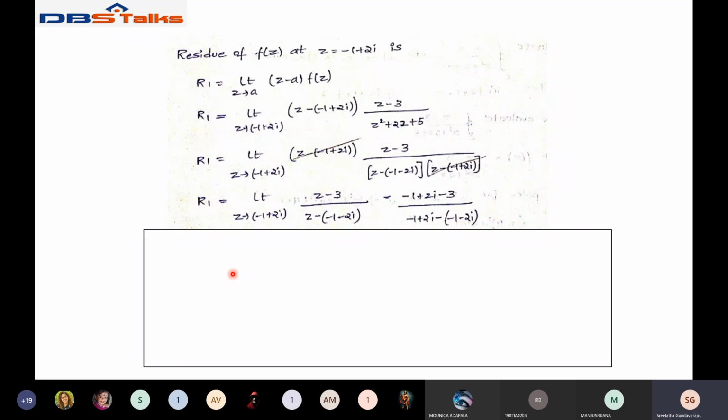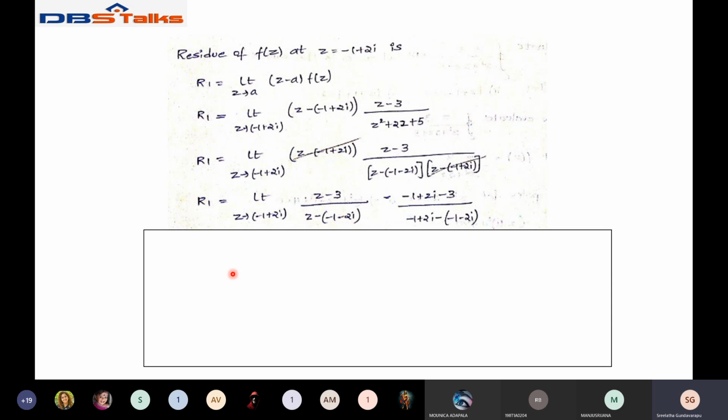So we use the formula for a simple pole. R1 equal to limit z tends to a, z minus a into f of z. Now substitute f of z is z minus 3 by z square plus 2z plus 5. Now we have to write z square plus 2z plus 5 in the form of z minus of minus 1 minus 2i into z minus of minus 1 plus 2i. So after cancellation, in this pole z is minus 1 plus 2i. So R1 equal to limit z tends to minus 1 plus 2i, z minus of minus 1 plus 2i. Here a is minus 1 plus 2i, into z minus 3 by z minus of minus 1 minus 2i into z minus of minus 1 plus 2i.